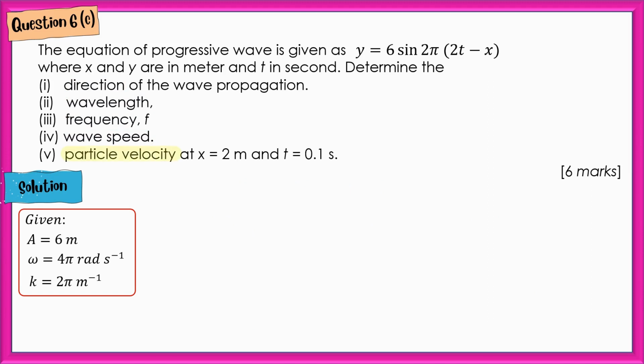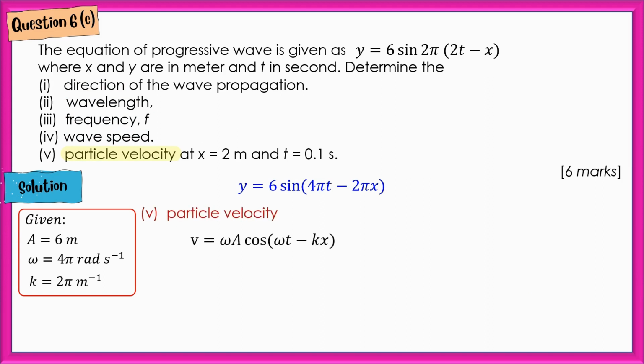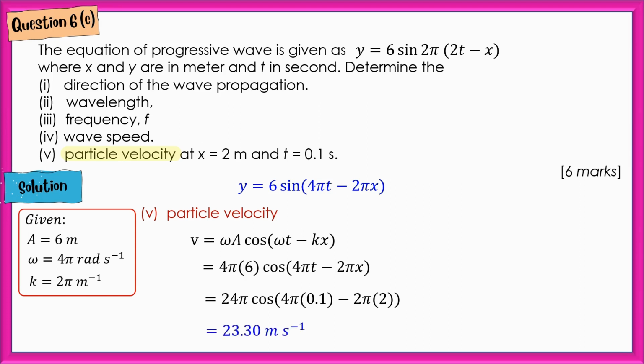To determine the particle velocity at x is equal to 2 meter and t is equal to 0.1 second. So first we write down the particle velocity. V is equal to omega a cos (omega t minus kx), and then substitute the value for omega a and also the wave number k, and then x is equal to 2 meter and t is equal to 0.1 second also substitute in the equation. You can calculate. You will get the answer for particle velocity is 23.3 meter per second. Do take note that your calculator is supposed to be in the radian mode.